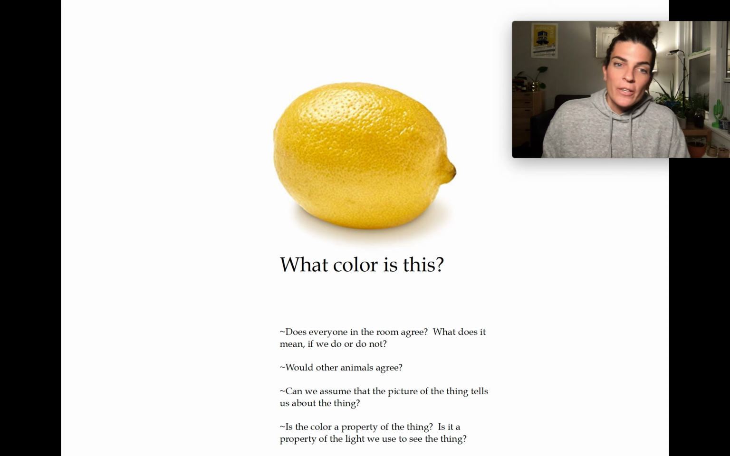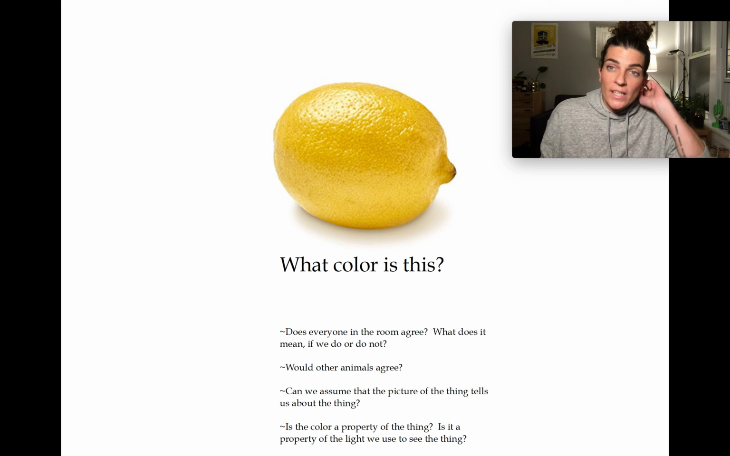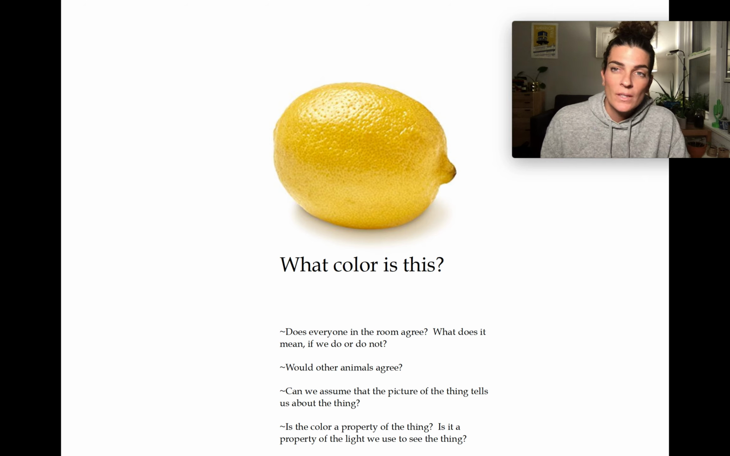Everyone in the room probably agrees. I think we all agree that this is yellow. I know we're not all here together, but I'm going to assume that most of you actually think that this is yellow. So what does it mean if we do or do not agree? What if we don't all agree that this is yellow? Does that mean that it's not actually yellow, or does it mean that we just have different interpretations of what it means for something to be yellow?